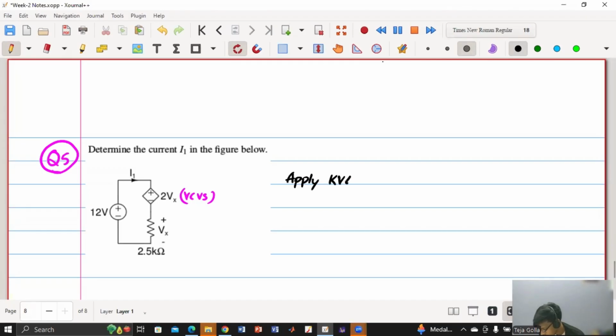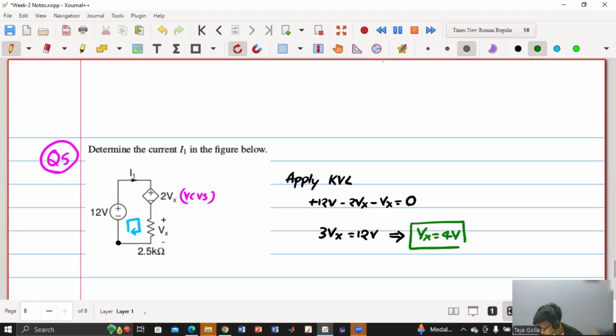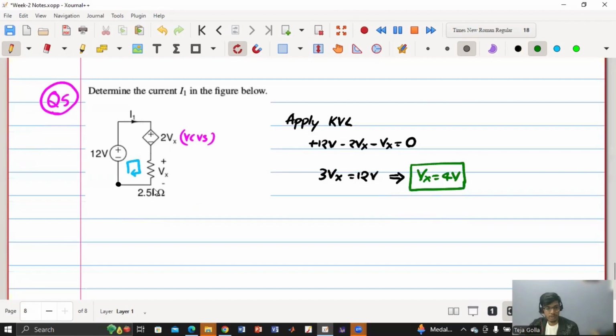By applying KVL, you will get plus 12 volts. So I'm going from here and I'm going in this direction. So we'll have plus 12 volts minus 2Vx minus Vx is equal to 0. Agree? Yes, sir. Then we have 3Vx equals 12 volt, which means Vx is equal to 4 volt. Agree? Yes, sir.